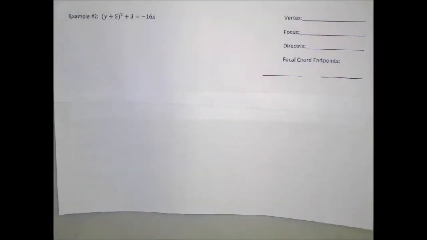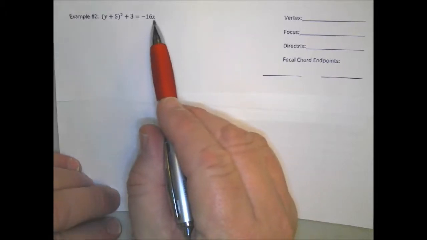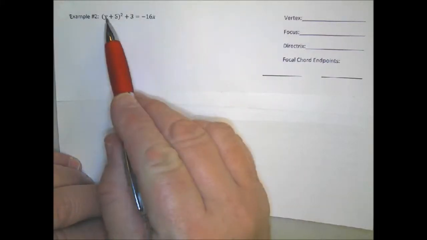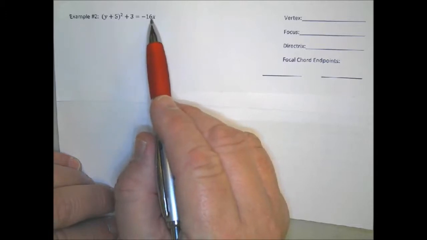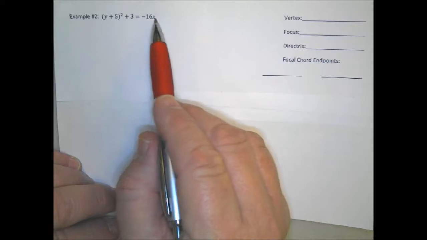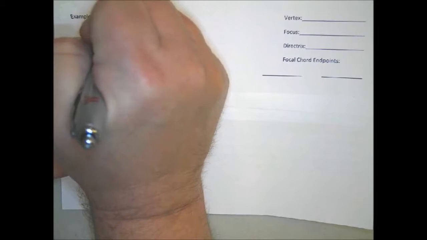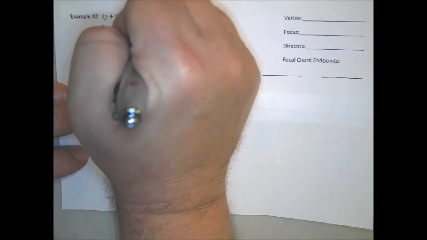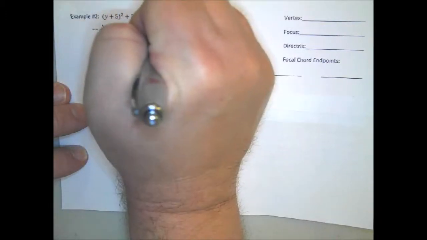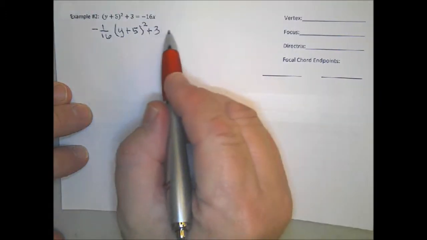In this example number 2, you can see I'm going to be solving for x, because it's the x that has the first power variable, and it's y that's being squared. So the only thing I'm going to do to get rid of this -16 is multiply both sides by 1 over -16. Now all that's going to do is put -1 over 16 in front of the (y plus 5) squared plus 3.